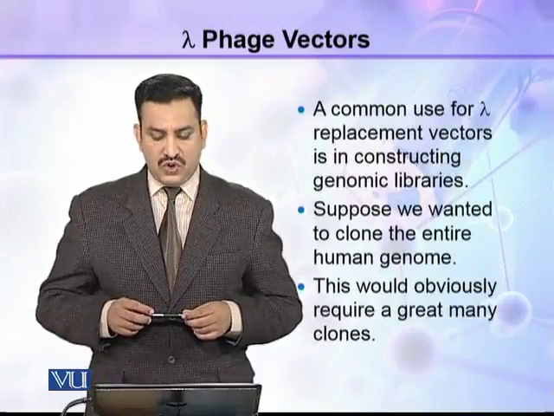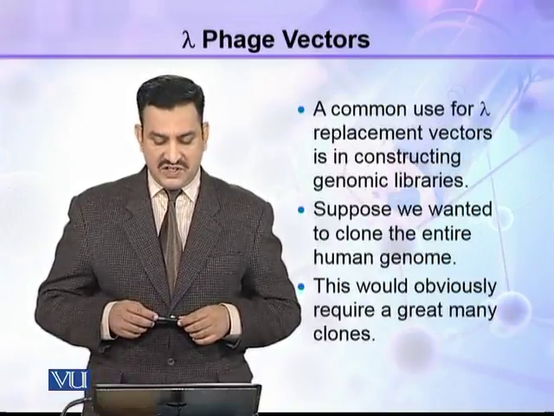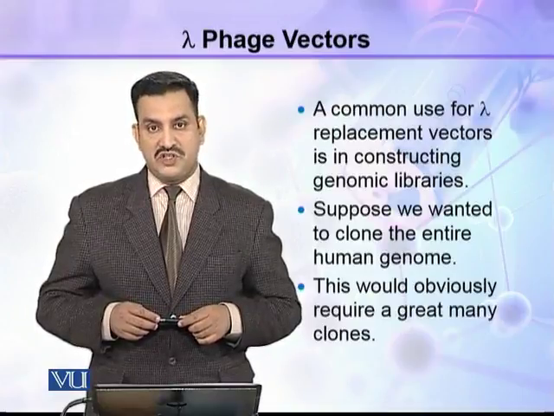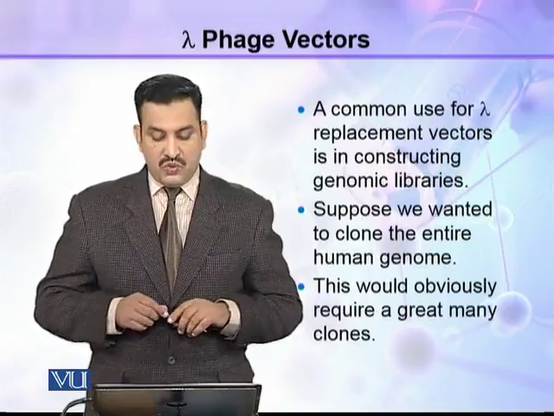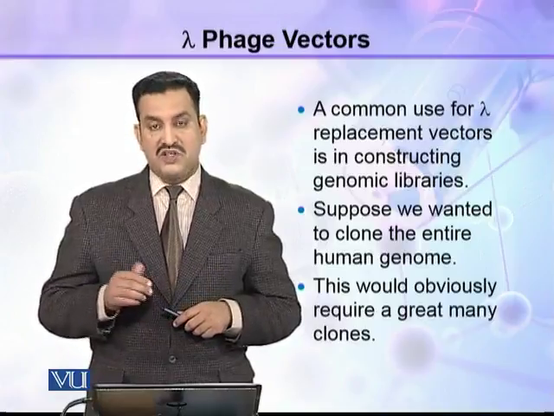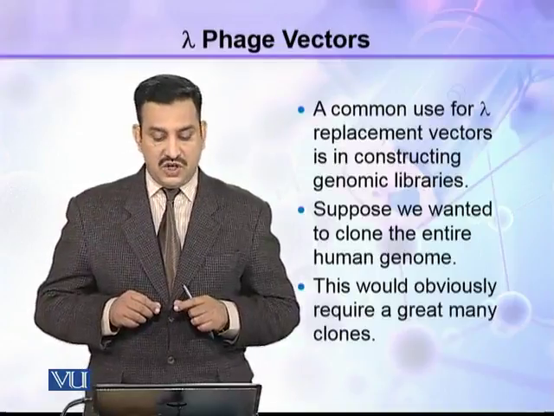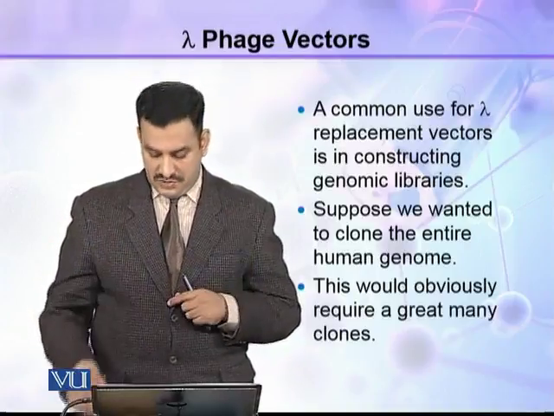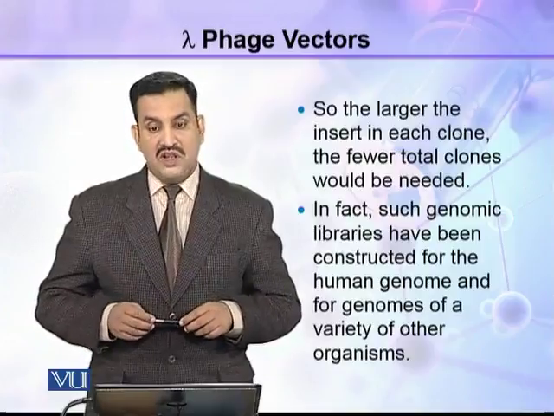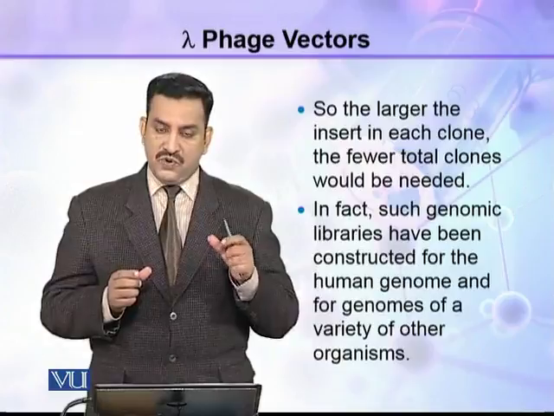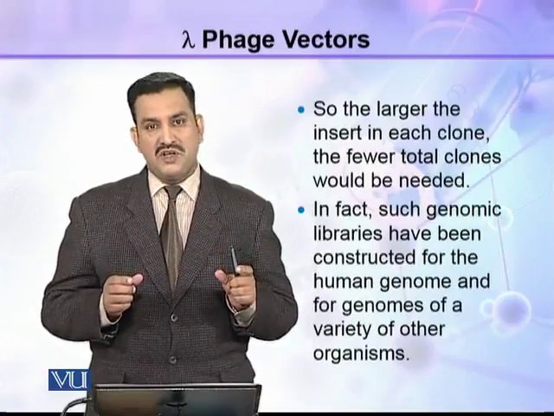A common use of lambda replacement vectors is in constructing genomic libraries. Suppose we wanted to clone the entire human genome, this would obviously require a great many clones. So the larger the insert in each clone, the fewer the total clones would be needed.